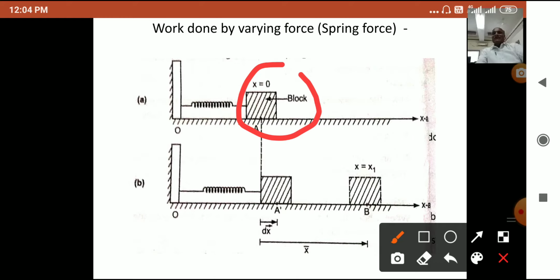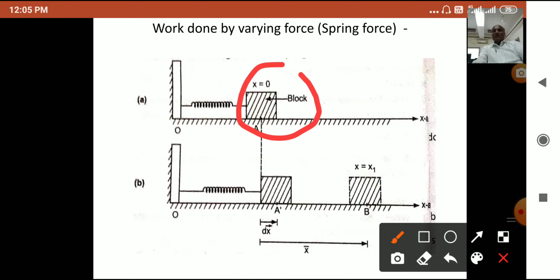As K is the spring constant, the force on the block by the spring is equal to K times the elongation of the spring. So if we assume the spring elongation is x and the spring constant is K, the force exerted on the block is given by F equal to K into x, the product of the spring constant and the elongation of the spring.